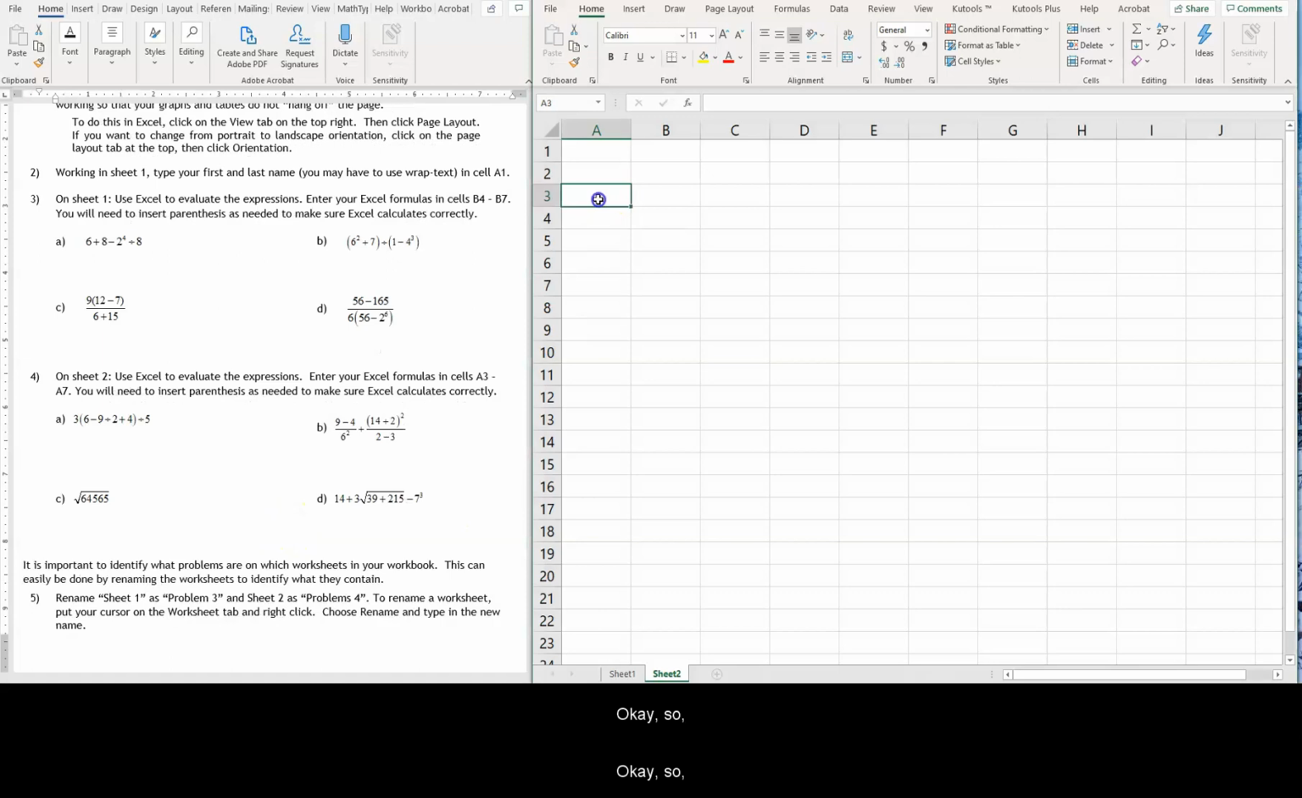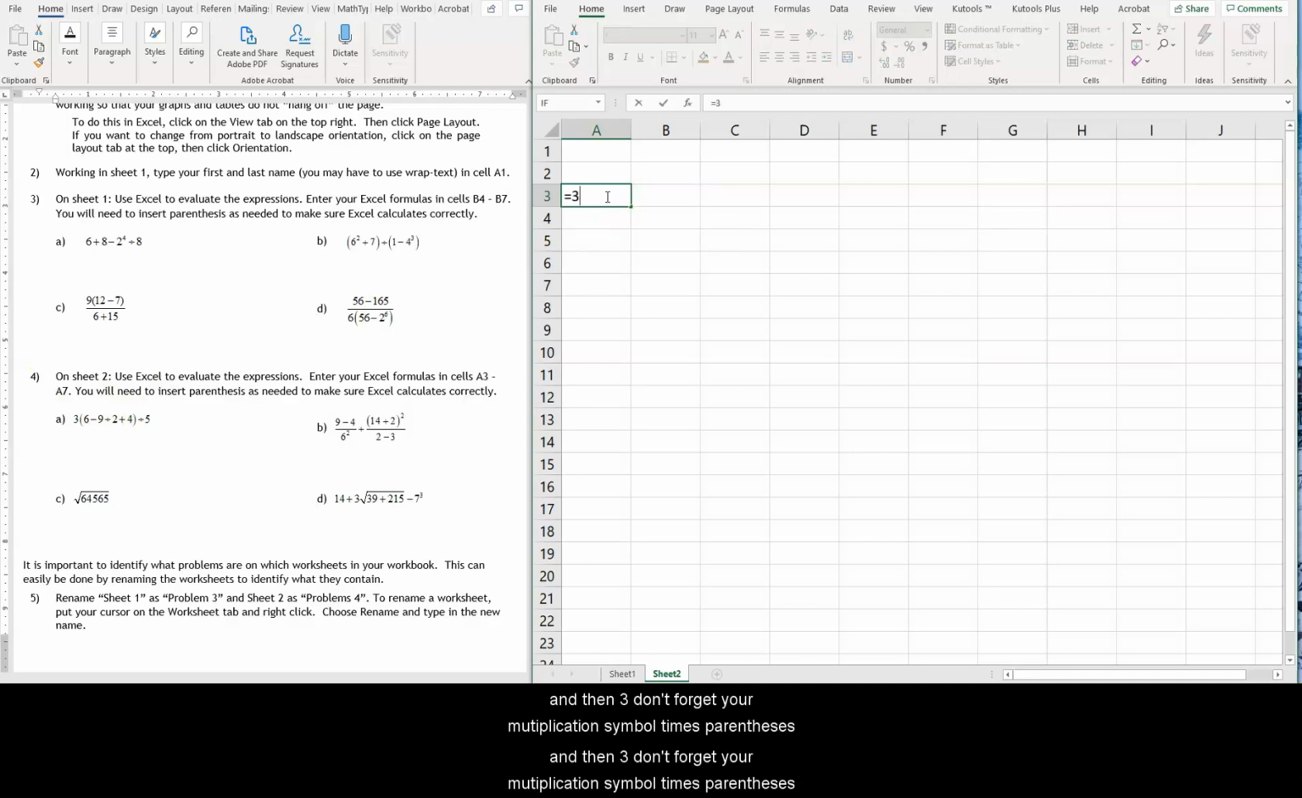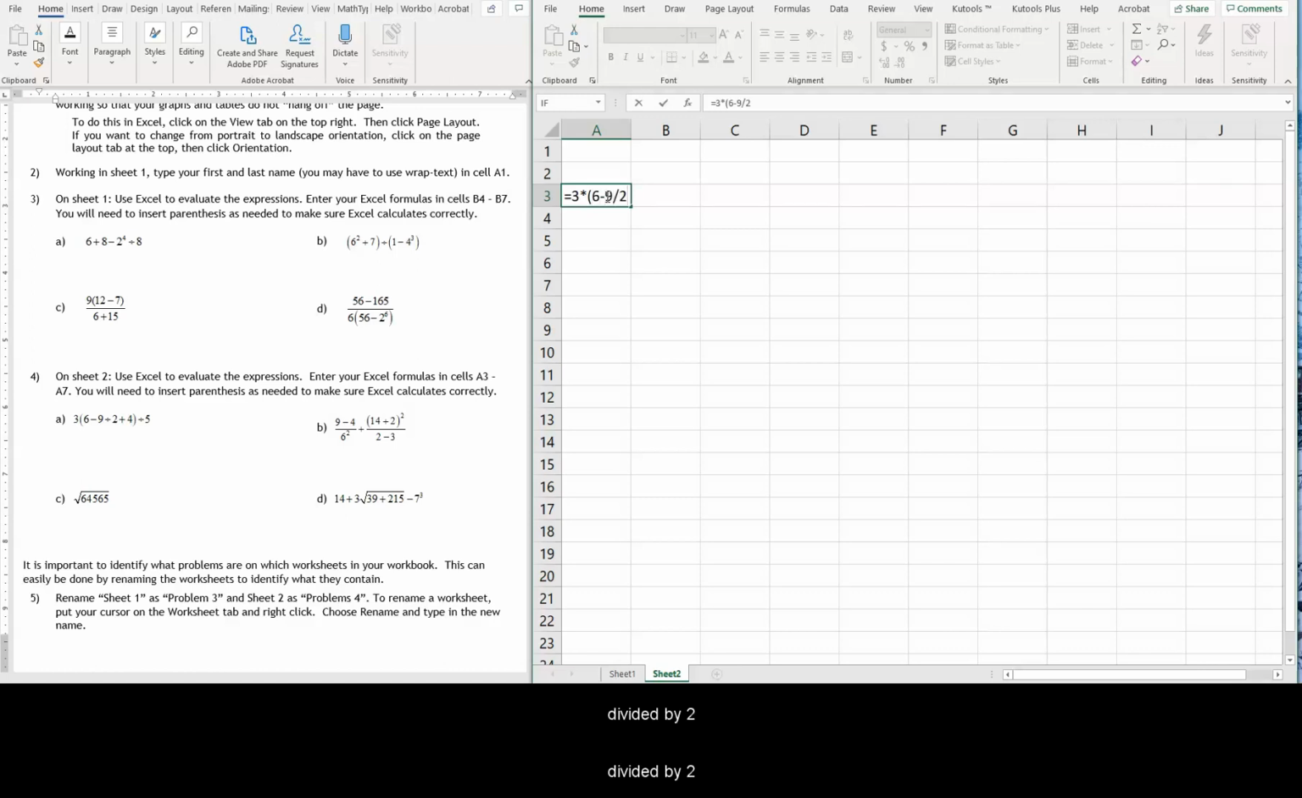Okay, so in A3, I'm going to do 4A. So again, starting with our equal sign, and then 3, don't forget your multiplication symbol, times parentheses, 6 minus 9, divided by 2, plus 4, end your parentheses, divided by 5. And if we did that correct, we should get 3 3/10 for an answer, so 3.3.